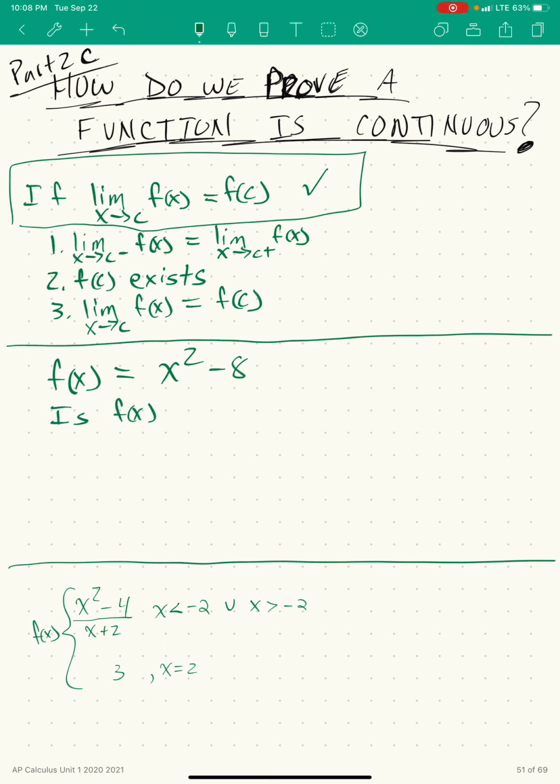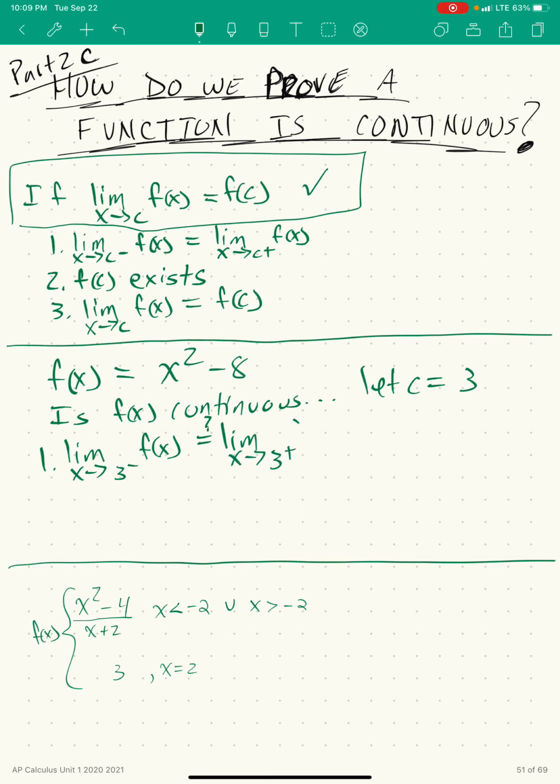So step 1. Does the limit as x approaches 3 from the left equal the limit as x approaches 3 from the right? Well, if we plugged in a table of values and we got closer and closer to 3 from the left direction, so I put 2.5, 2.9, 2.99, 2.999, I would notice that I get closer and closer to the value of 3 squared, which is 9 minus 8, which is 1. And I would find out if I do the same thing from the right side, I would also get the value of 1. So therefore, yes, the limit itself does exist.